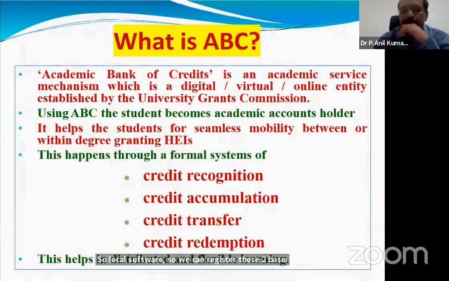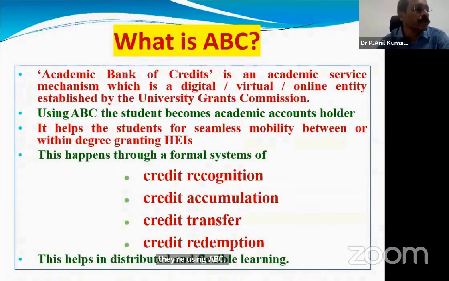So this is all I took from the screenshot. Academic Bank of Credits is an academic service mechanism, which is a digital virtual online entity established by the University Grants Commission. Using ABC, or Academic Bank of Credits, the student becomes an academic account holder. It helps students with seamless mobility between or within degree-granting higher education institutions. This happens through a formal system of credit recognition, credit accumulation, credit transfer, and credit redemption. This helps in distributed and flexible learning and also mobility.